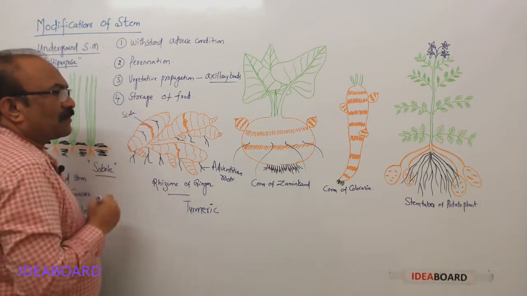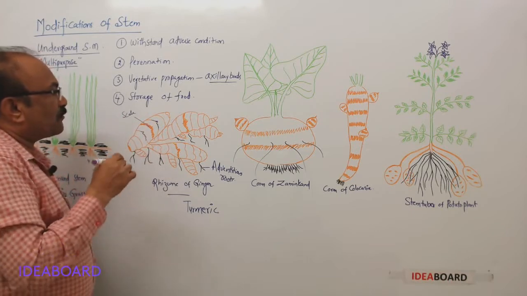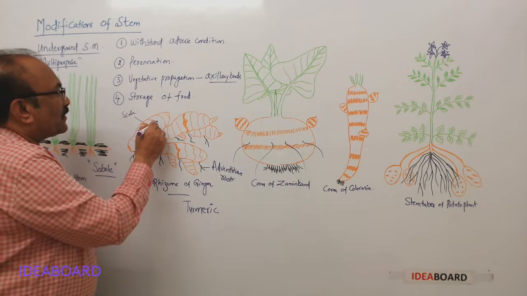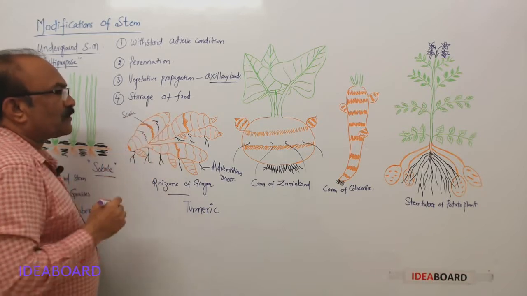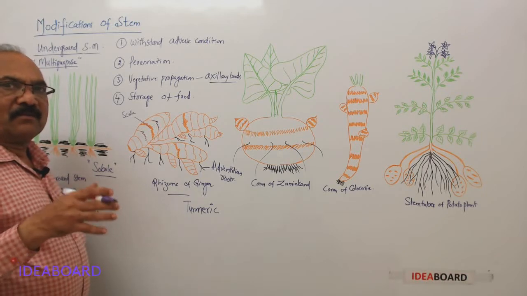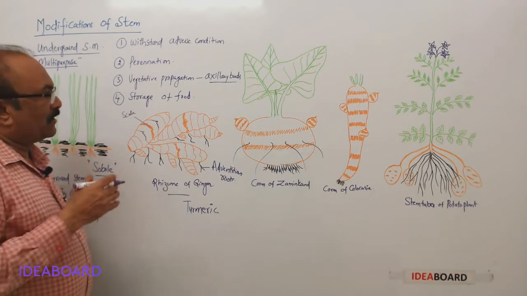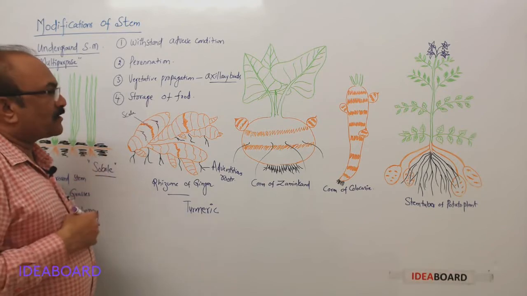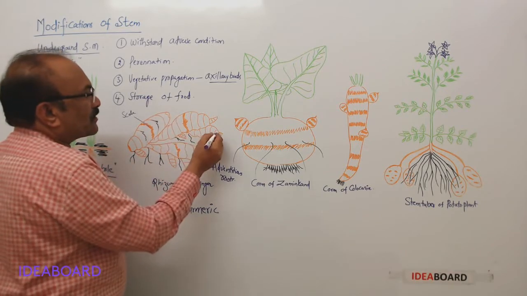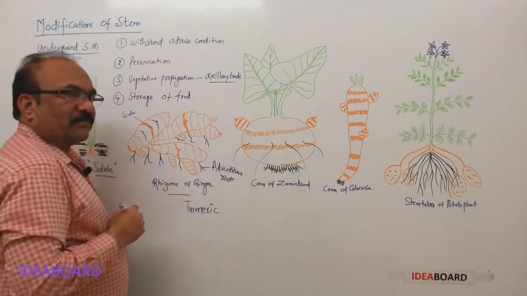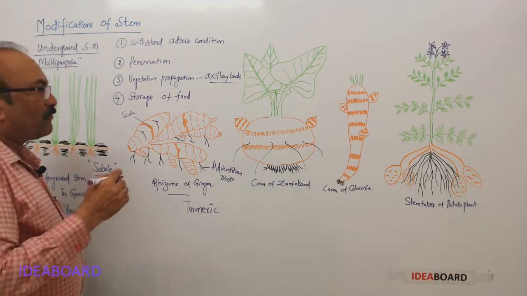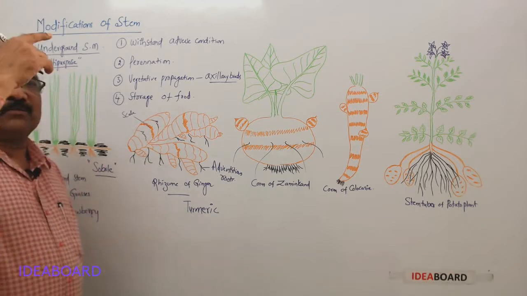Scale leaves. If you consider the place where the leaves originate as a node, this becomes a node, and this is another node, and the place between two successive nodes is called the internode. Nodes and internodes are present only in stems. So it is the stem, and it is producing axillary buds.